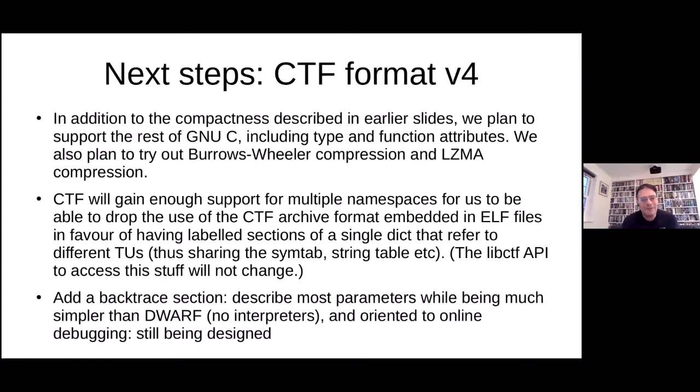We want to add a backtrace section. This has been a goal from the start, which would let us describe where parameters are stored without needing an entire virtual machine to evaluate DWARF expression location lists like DWARF. The idea is we hope to be able to represent something like the simple 99% of function calls, not needing enormously complicated readers. And it would obviously refer to types by CTF type ID and point into the type section like everything else in CTF. We're still designing it. Pretty sure it can be done. It should again be more compact than DWARF, but most of the compactness improvement will probably come from using the CTF type section in the first place.